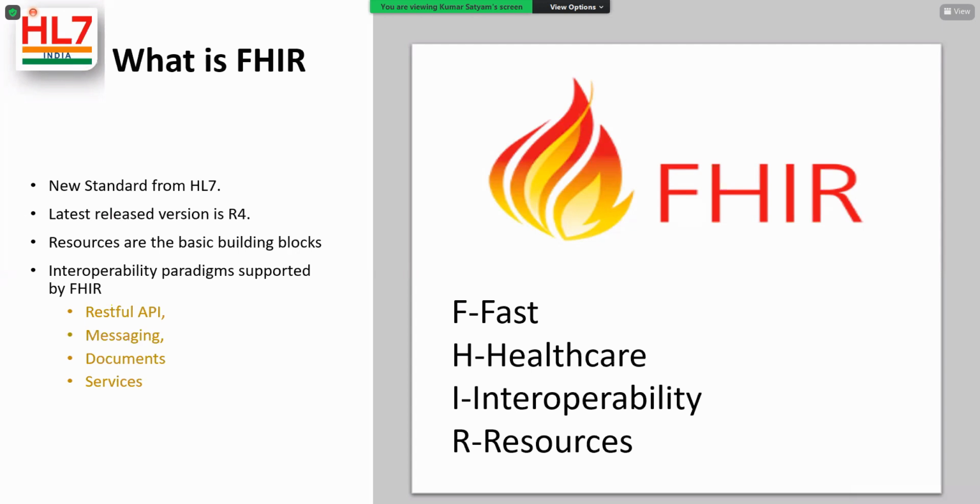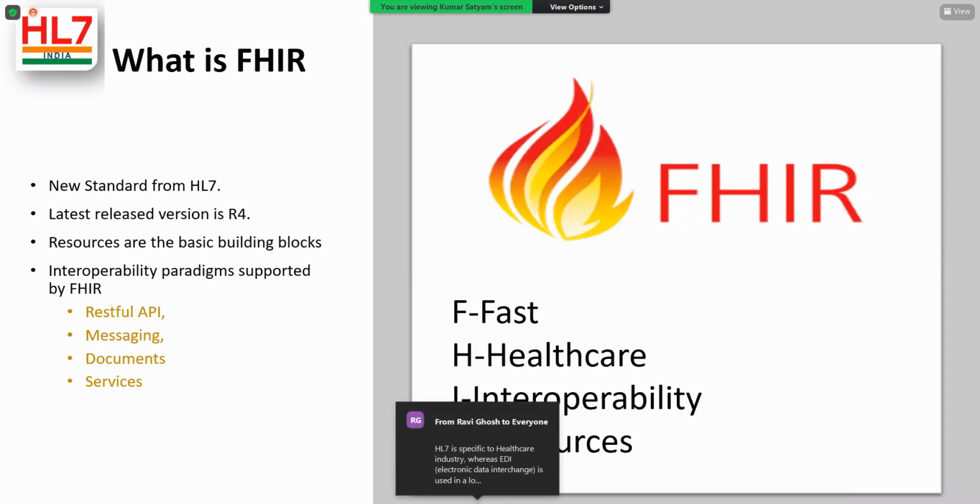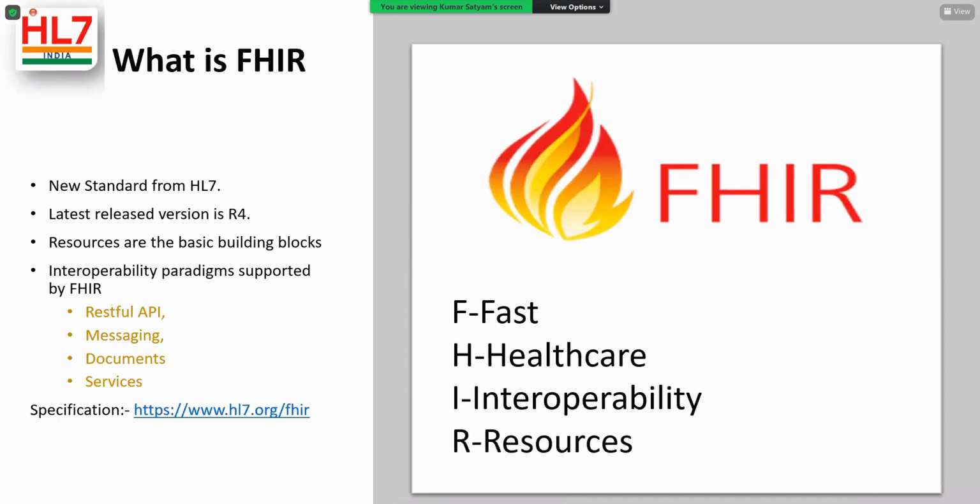Resources are the basic building blocks of FHIR, and FHIR supports four interoperability paradigms. While we mostly talk about RESTful APIs when we talk about FHIR, FHIR actually does support messaging, documents, and SOA-based services as well. So four paradigms are supported by FHIR. RESTful API happens to be the most commonly used one. The link for the specification is given on the slide. It's hl7.org/FHIR.